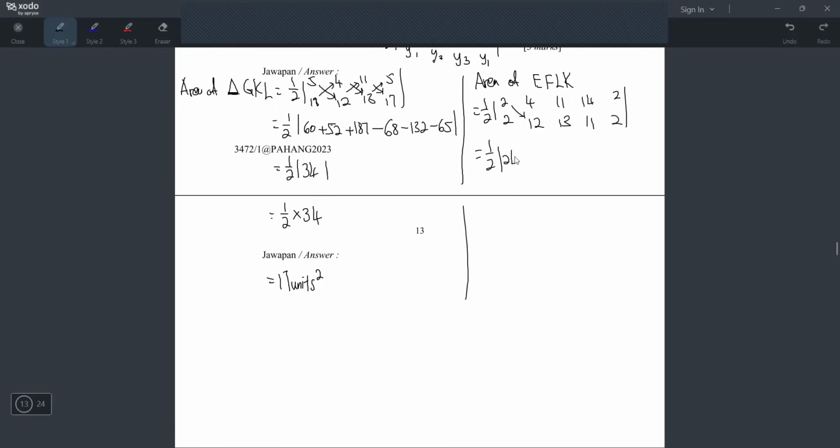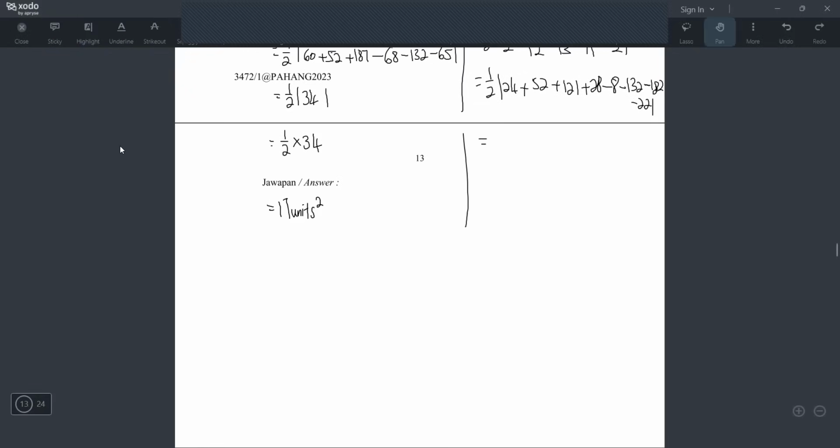2 times 12, 24, plus 4 times 13, 52, plus 11 times 11, 121, plus 14 times 2, 28, minus. Why suddenly minus? Because I have to go back to the front and then change direction. 2 times 4, 8, minus 12 times 11, 132, minus 13 times 14. This one I need a calculator for: 182. So minus 182, and then the last one, 11 times 2, so minus 22, and then close the modulus.